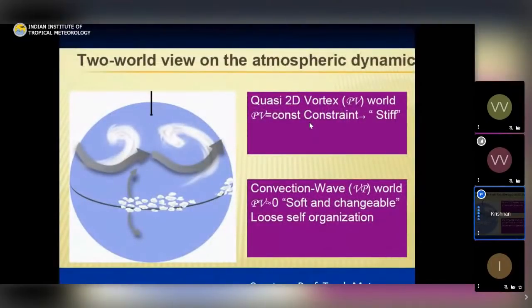So in the last 50, 60 years, the progress, and this is a very important slide I got from Professor Matsuno in one of his talks. What he said was that in the last 50 years, what we have really progressed in atmospheric dynamics is mostly understanding the mid-latitudes, where the systems are driven by these large-scale baroclinic waves. The scale of these waves is very large.